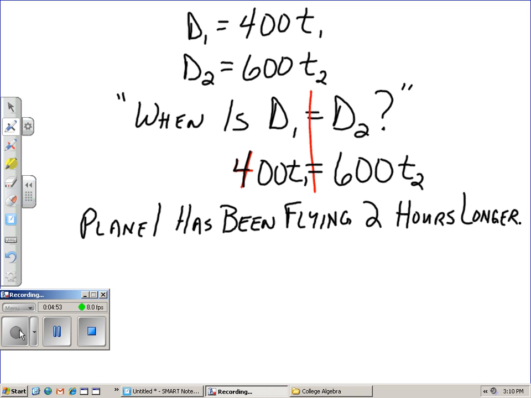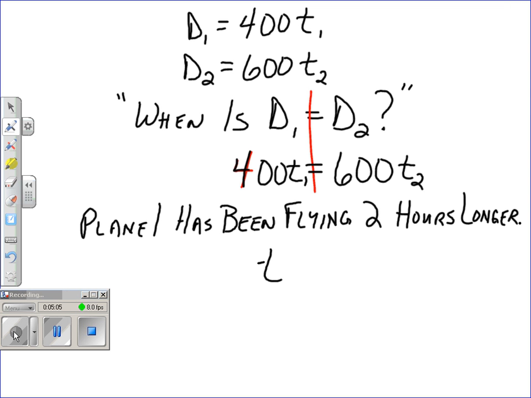So I go back to the problem, I look for more information, and I remember that plane 1 has been flying for 2 hours longer than plane 2. That means that the time that plane 1 has been in the air is 2 hours longer than the time plane 2 has been in the air.